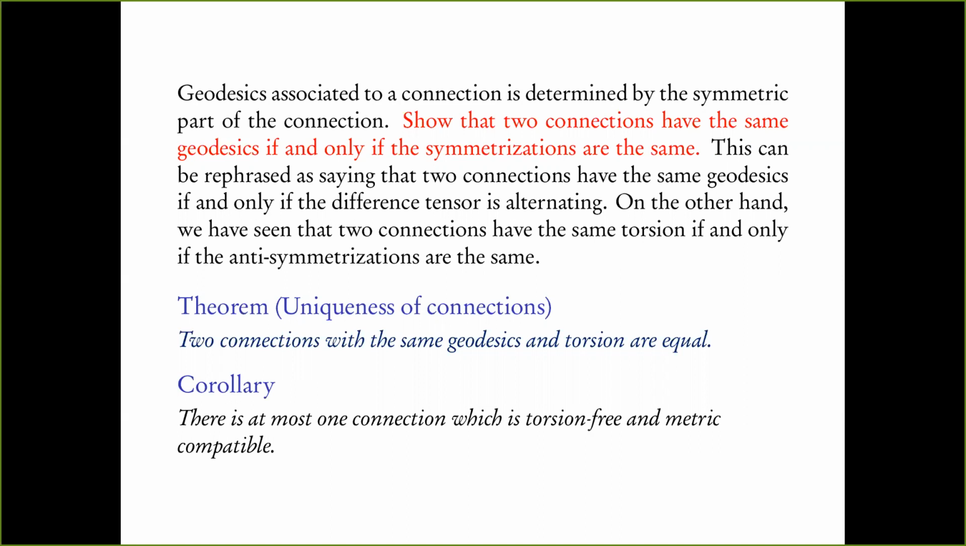So there's an immediate corollary of all of this discussion. The corollary is that there is at most one connection which is torsion free and metric compatible. That's immediate, because you cannot have two connections which are not the same but they're torsion free. That means the torsion is the zero tensor. And metric compatible and torsion free, remember we concluded, means that the geodesics of such a connection are the same as the geodesics of the Riemannian metric. So two such connections will have the same geodesics, have zero torsion, but they cannot be different because of the theorem. So there's at most one.